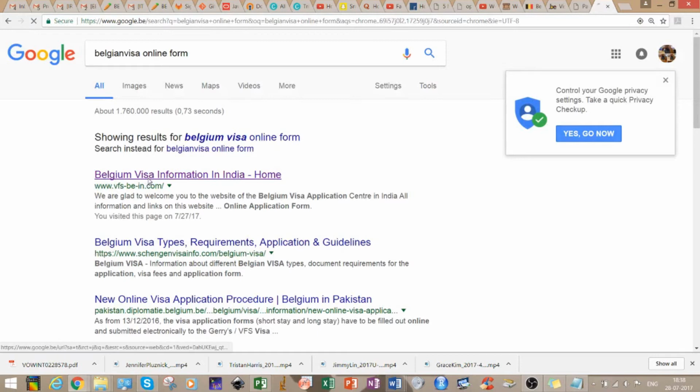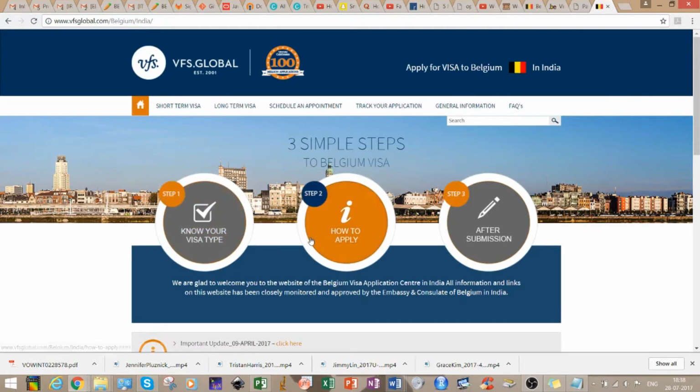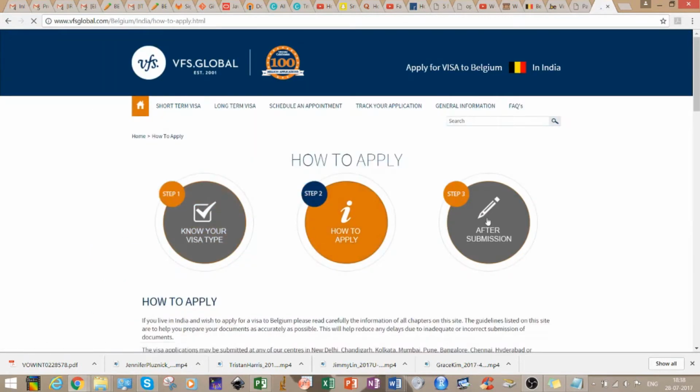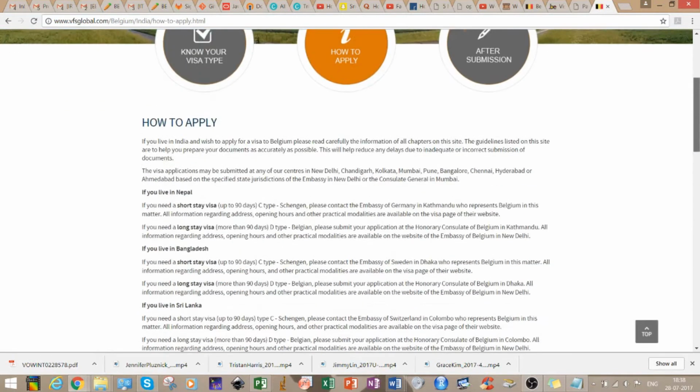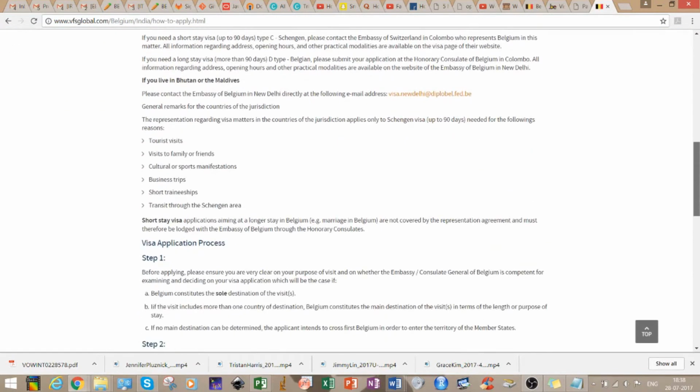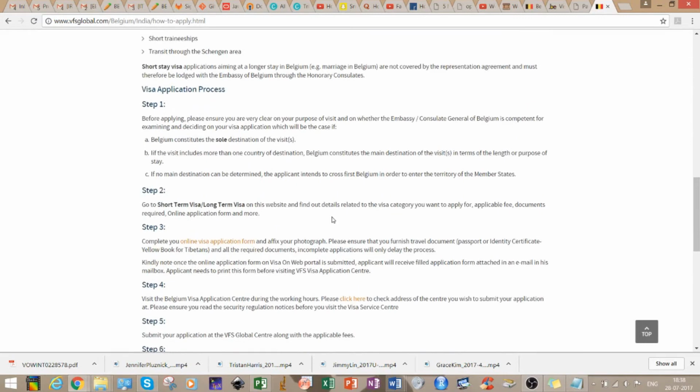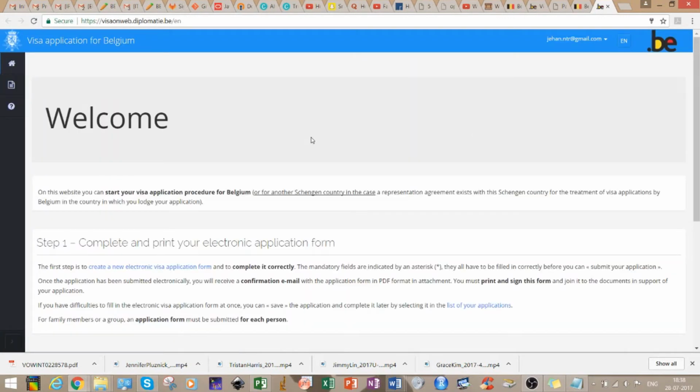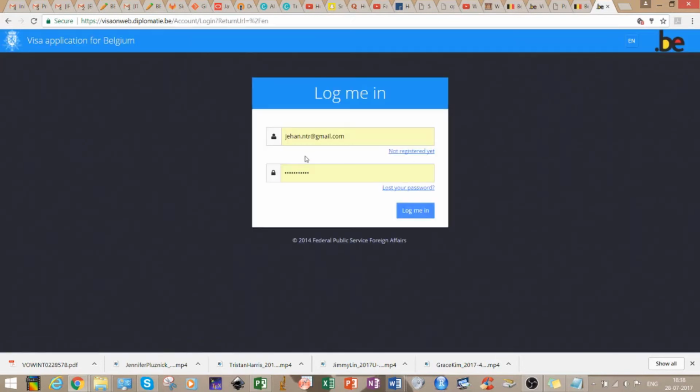Belgian visa information in India home. Yes, the VFS office, which clearly is a waste of our time because VFS does a very bad job, but still. Okay. Online visa application form. So, when you click on this, the form appears. It actually asks you to log in. I've already created a login so that I can look through the form. So maybe I will sign out to show you exactly what it is.